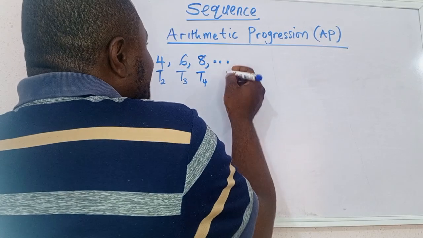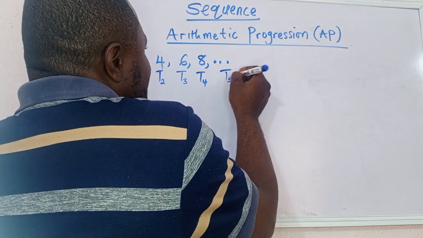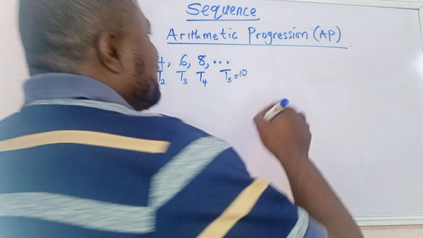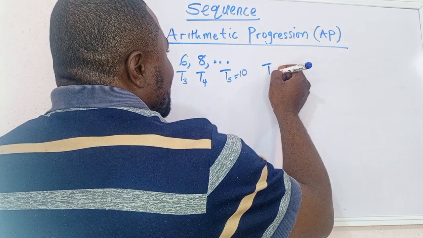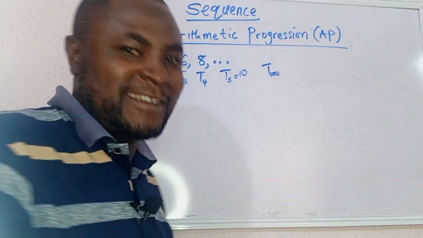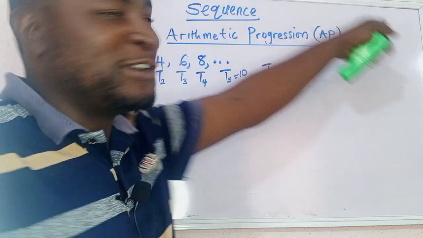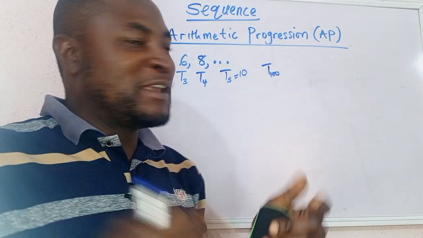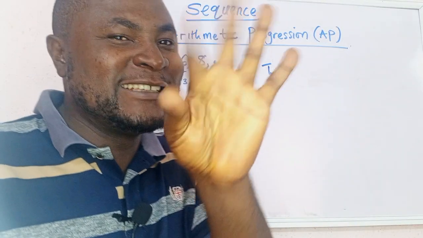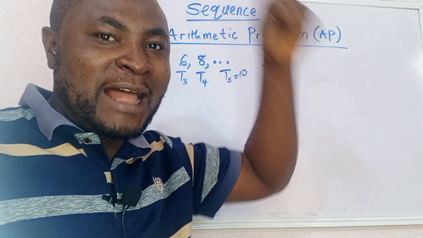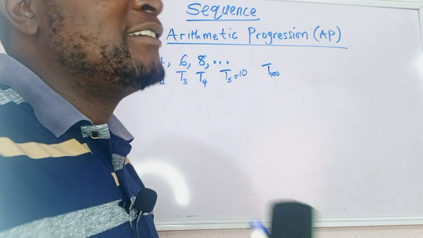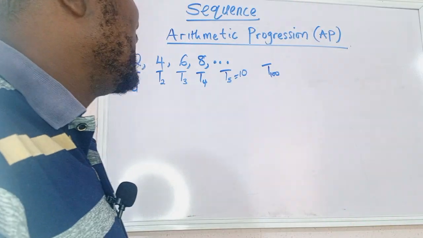Now, if I ask for the fifth term, what will be the fifth term? You always say 10. No problem. But I have a question. What if I ask you for the 100th term? What will be the 100th number? Of course, this is going to give me a big work. Just imagine I have to be adding 2, 2, 2, 2, all through. But now I'm going to show you a very easy way of getting a particular term in, let's say, less than 10 seconds.